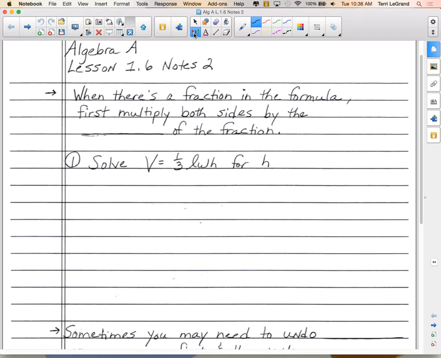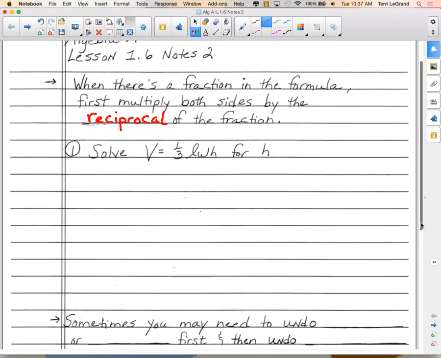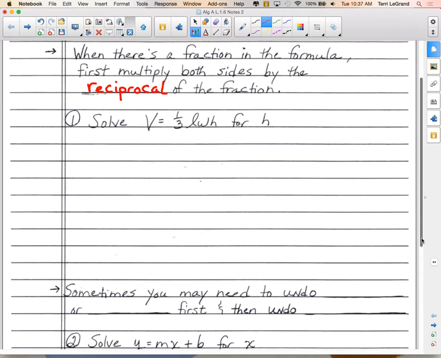So today we're going to maybe come across something that says when there is a fraction in the formula, first multiply both sides by the reciprocal of that fraction. Reciprocal. So we're going to get rid of the fraction basically. When we multiply a fraction by its reciprocal, we get 1. And 1 times something, we can kind of ditch that 1. So when we see a fraction, our first goal is going to be, what do we have to do to get rid of that? So here we have the volume formula, V equals 1/3 LWH.